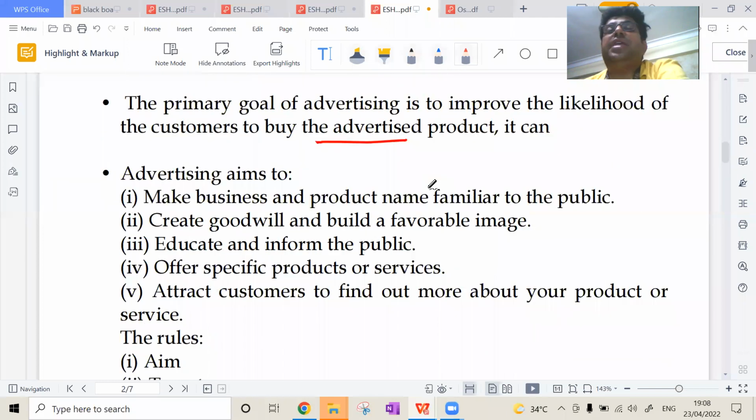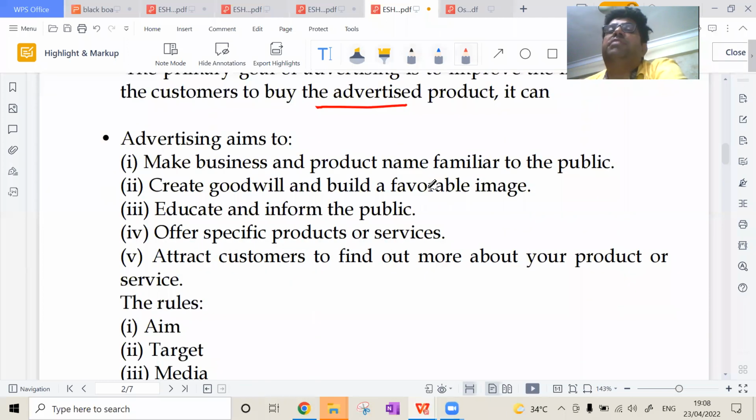Now, advertising aims at what, beta? It makes the business product name familiar. When I'm seeing the advertisement, it creates goodwill and builds a favorable image. Educate and inform the public. Suppose an example of Amul. So Amul दूध पीता है इंडिया. अब ये जुबान पे कैसे रट गया? Because advertisement ऐसी है, उसका गाना ऐसा है. So anything which is a paid form, that is overall. Next, it is offering a specific product or service, and it is attracting the customers.